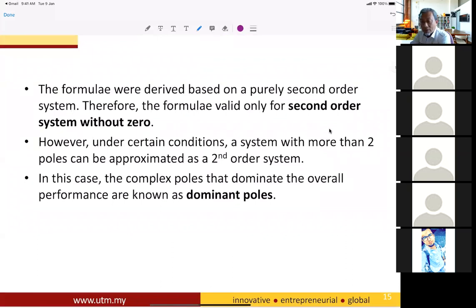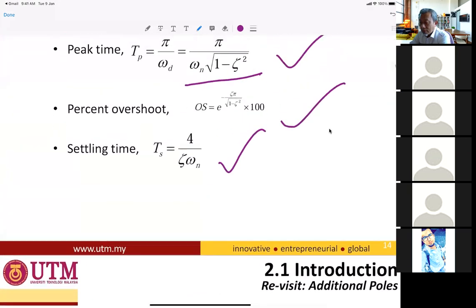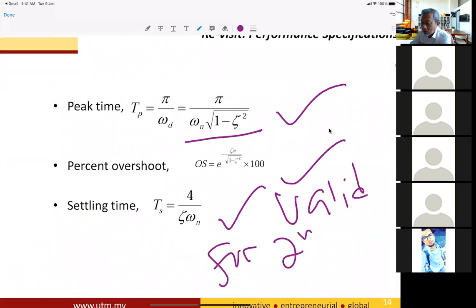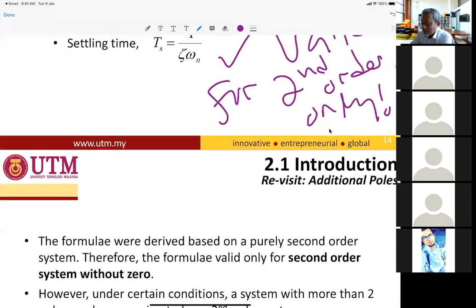Doctor, this formula is the same for all types, right? The formula is valid for second order only. I mean for critically damped, overdamped, and underdamped, all types, right? Can it be used for this? Now, yes, sure. Okay.